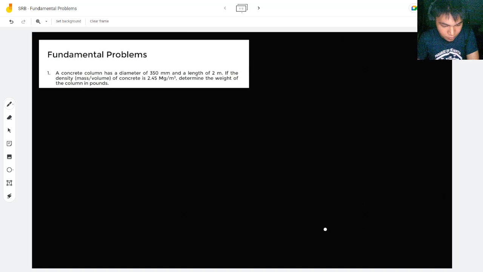So let's start. Our first problem states that a concrete column has a diameter of 350 millimeters and a length of 2 meters. If the density of concrete is 2.45 megagrams per cubic meter, determine the weight of the column in pounds. Okay, so let's apply a bit of analysis in these problems.